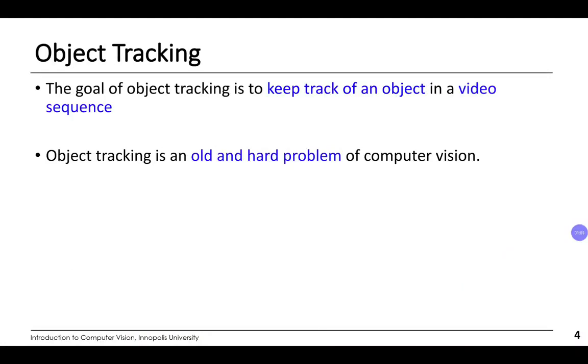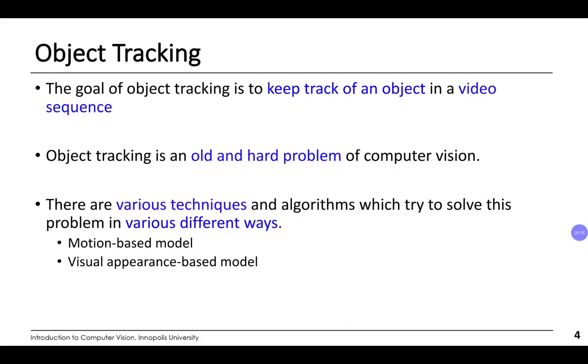So when we are talking about object tracking, the goal is to track the object inside the video sequences. Object tracking is one of the oldest and hardest problems in computer vision. There are various techniques and algorithms that exist to solve this problem in different ways. One very popular method is visual appearance based models, but in this lecture we will have some introduction to motion based models, and then we will go into deeper detail of visual appearance based models.